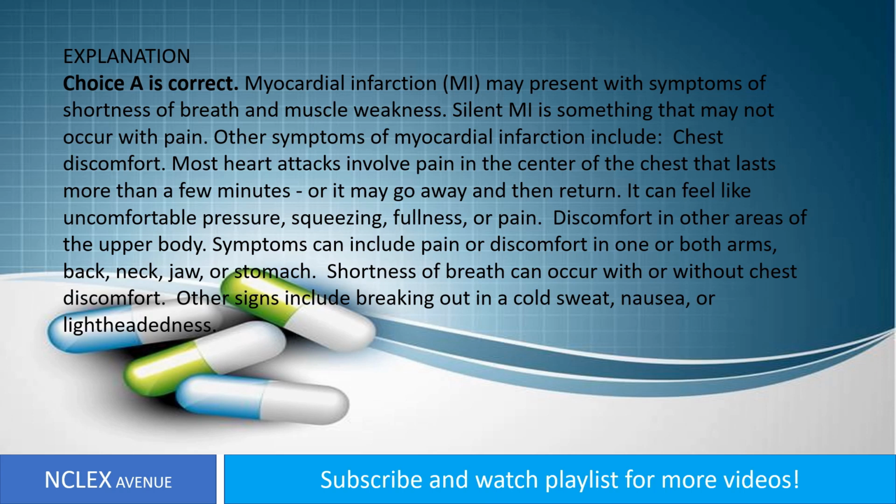It can feel like uncomfortable pressure, squeezing, fullness, or pain. Discomfort in other areas of the upper body. Symptoms can include pain or discomfort in one or both arms, back, neck, jaw, or stomach. Shortness of breath can occur with or without chest discomfort.